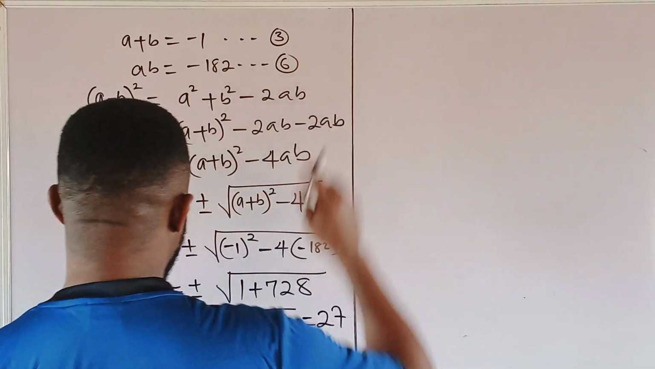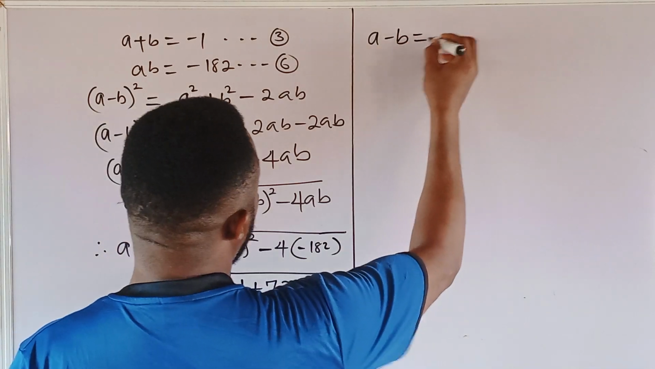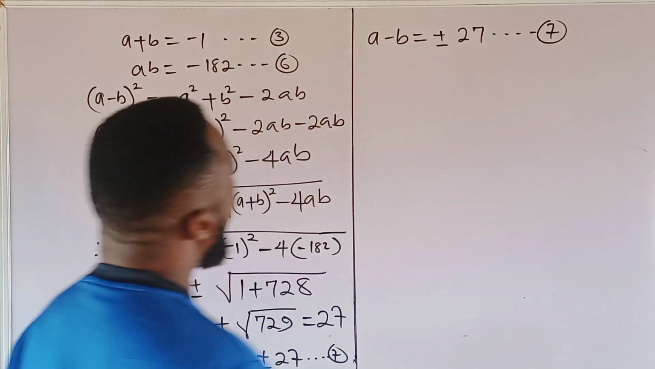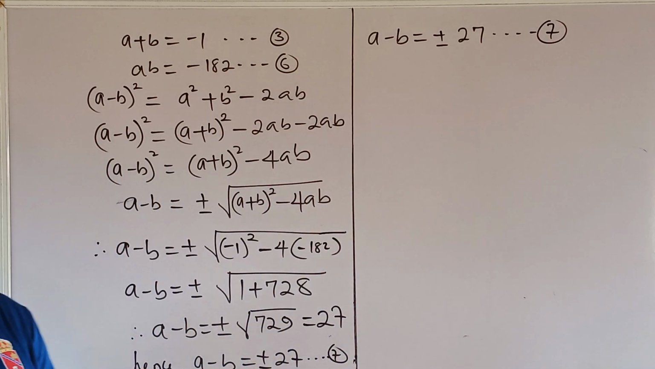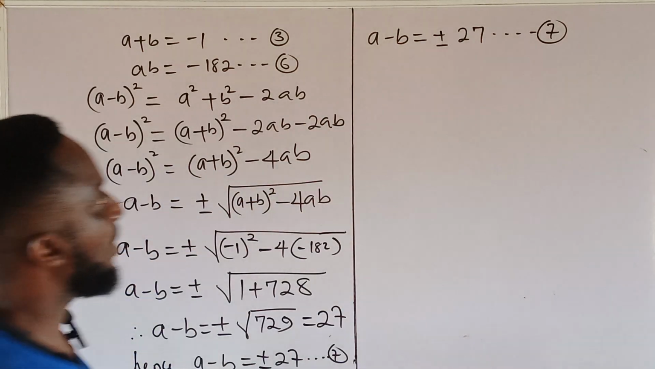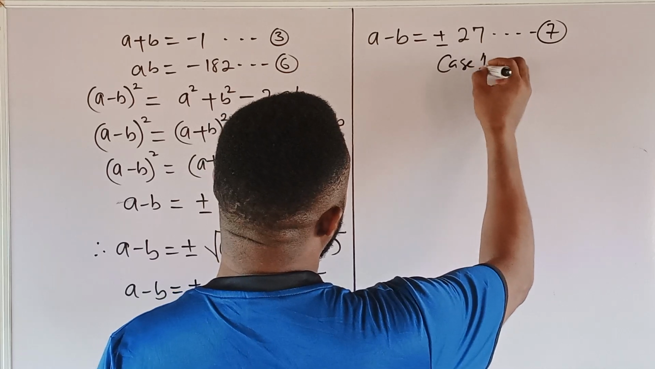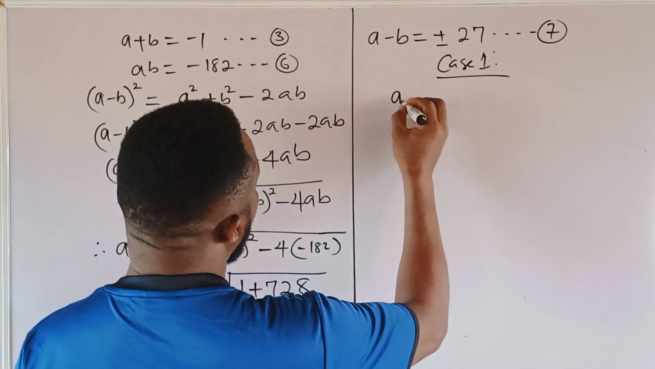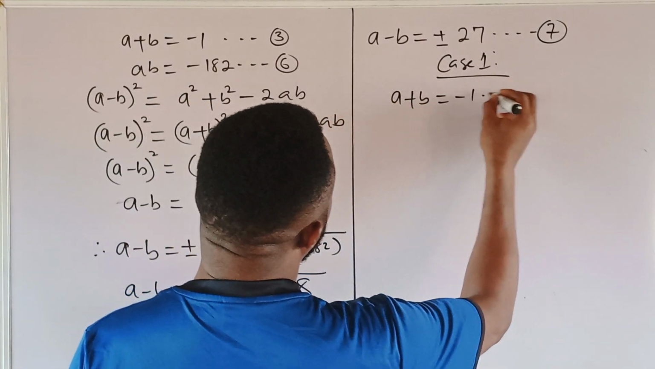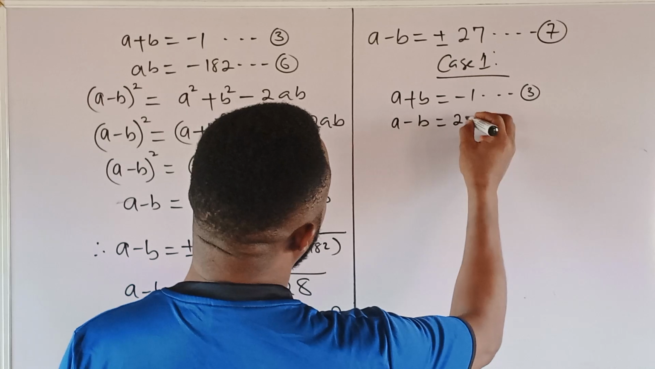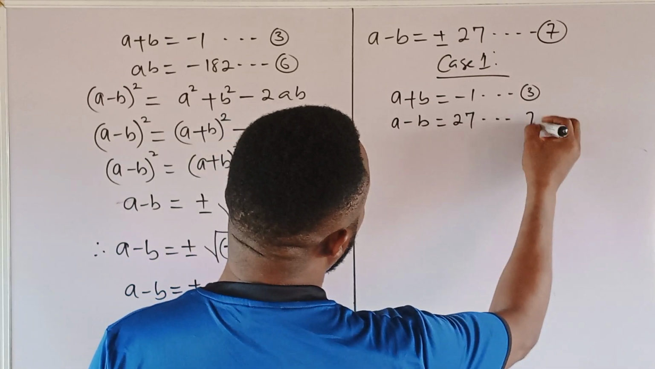So this is equation 7, a minus b equals plus or minus 27. Then I already have a plus b, which is equal to negative 1 from equation 3. Then I also have a minus b, which is plus or minus 27. Then I will say case 1. This case 1 is going to be the positive value of a minus b. I will write a plus b equal to negative 1, this is equation 3. Then a minus b, taking the positive value, equals 27. I will call this equation 7 star.